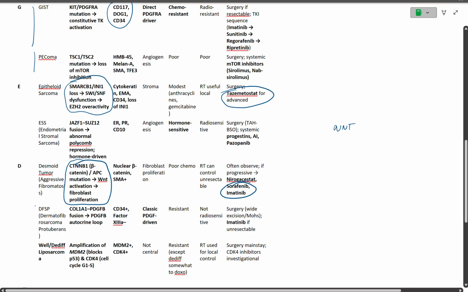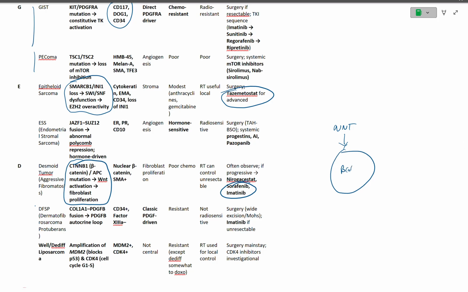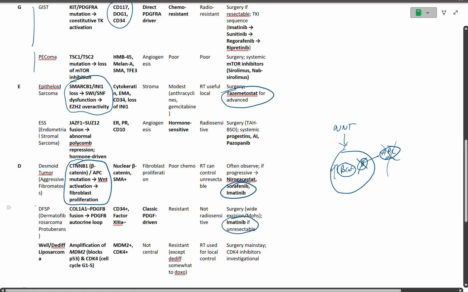So WNT binds the ligand, and you have the beta catenin. You have the beta catenin degradation complex. And when there is a mutation in this beta catenin degradation complex, you have APC, adenomatous polyposis coli, and you have alpha catenin here. So when this is abnormal, you have overexpression of this, and you have desmoid tumors. That's why you see desmoid tumors in APC. And then you can have dermatofibrosarcoma protuberans, which is very bad, and you can try to use imatinib there.